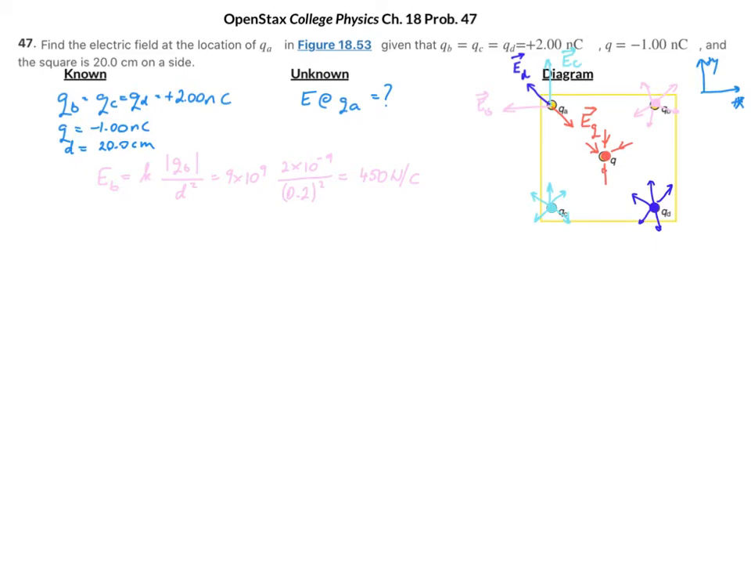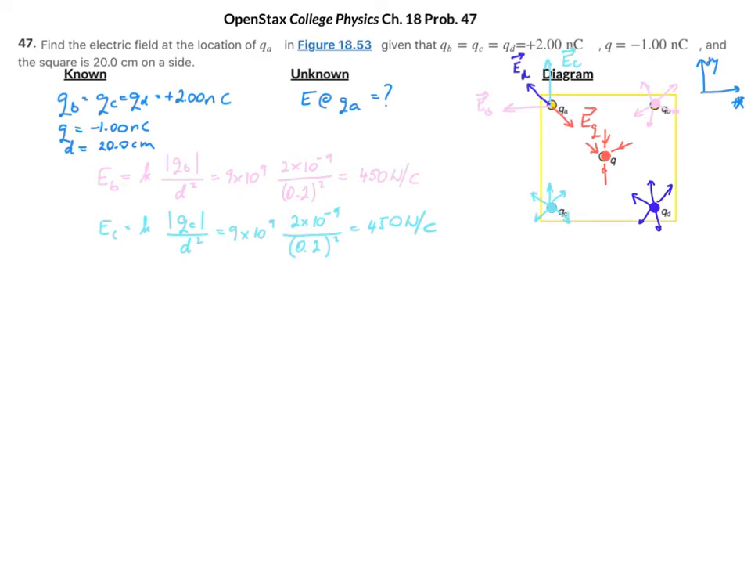Then for charge C, electric field sub C is K absolute value QC divided by the distance squared. So again, the distance is from charge C to charge A, and that is the side of the square. So that will be, again, D squared. So that's 9 times 10 to the 9th times 2 times 10 to the negative 9th divided by, again, 0.2 meters squared. So we get 450 newtons per coulomb for this field as well.